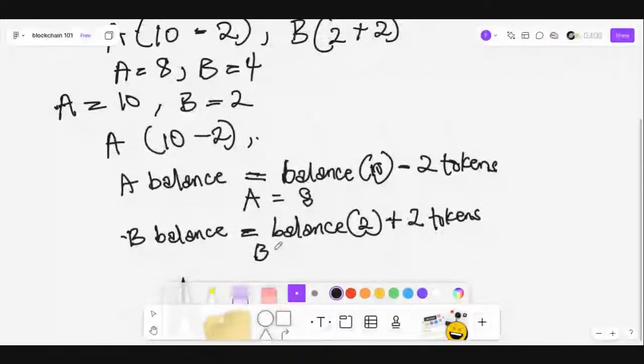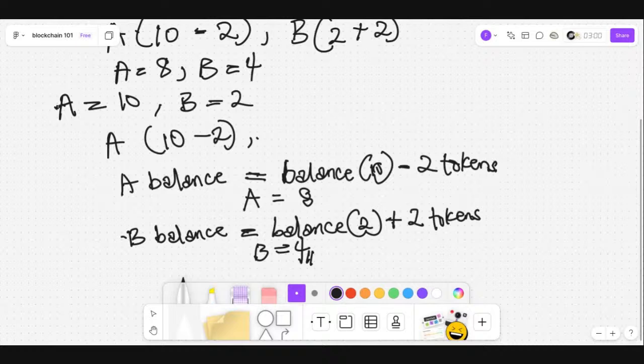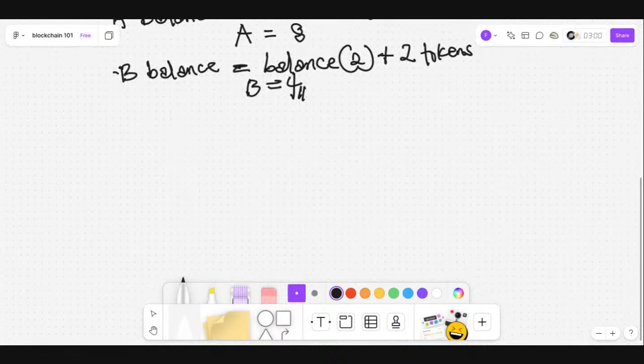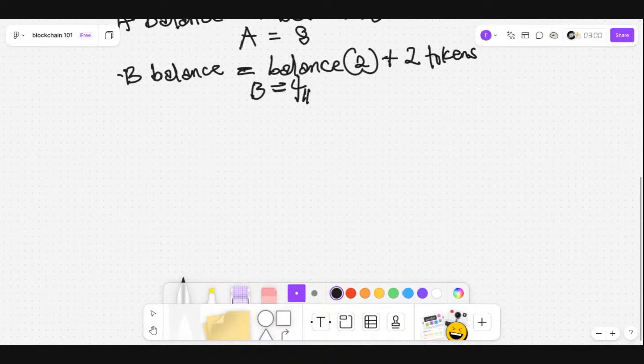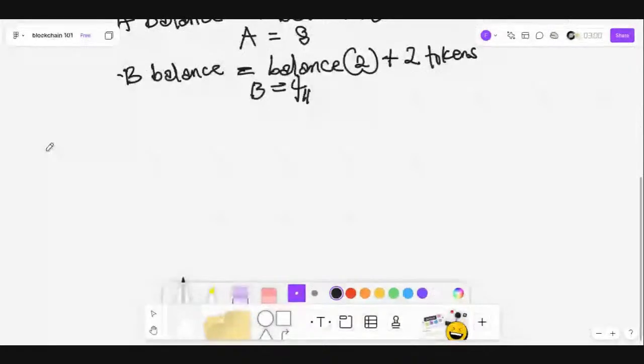So this balance now will be equal to 4. Now, the mathematics here has easily done the subtraction and the addition for you. But once you are dealing with your smart contract logic, you need to understand what happens, how these things happen. You need to look out for the results you are expecting, and you need to program your smart contract to operate according to the result you are expecting to get from it.